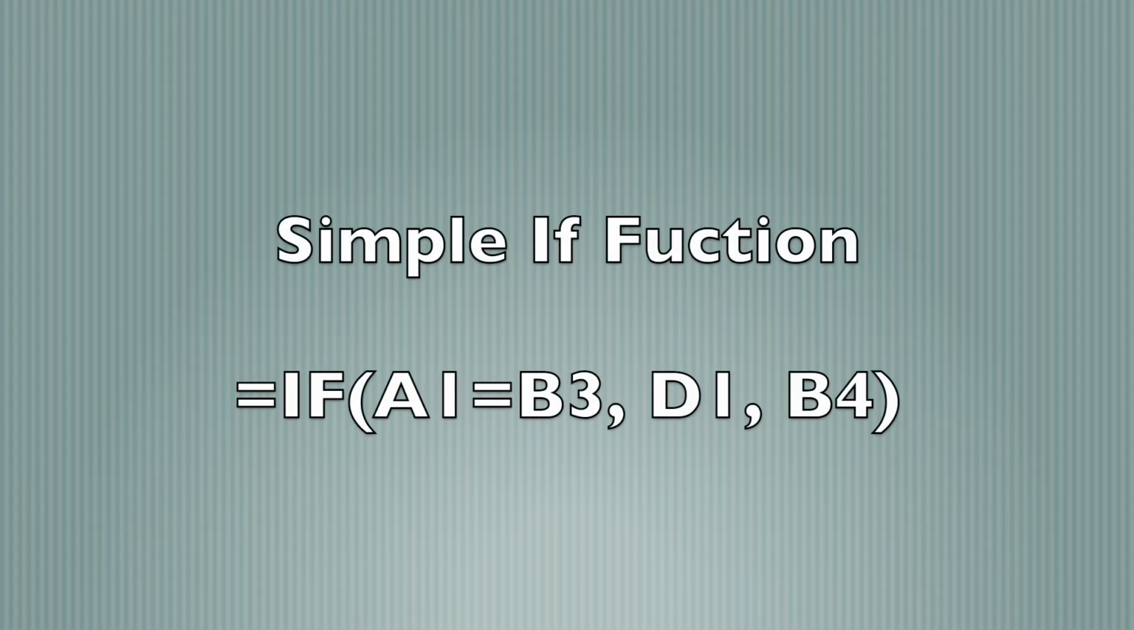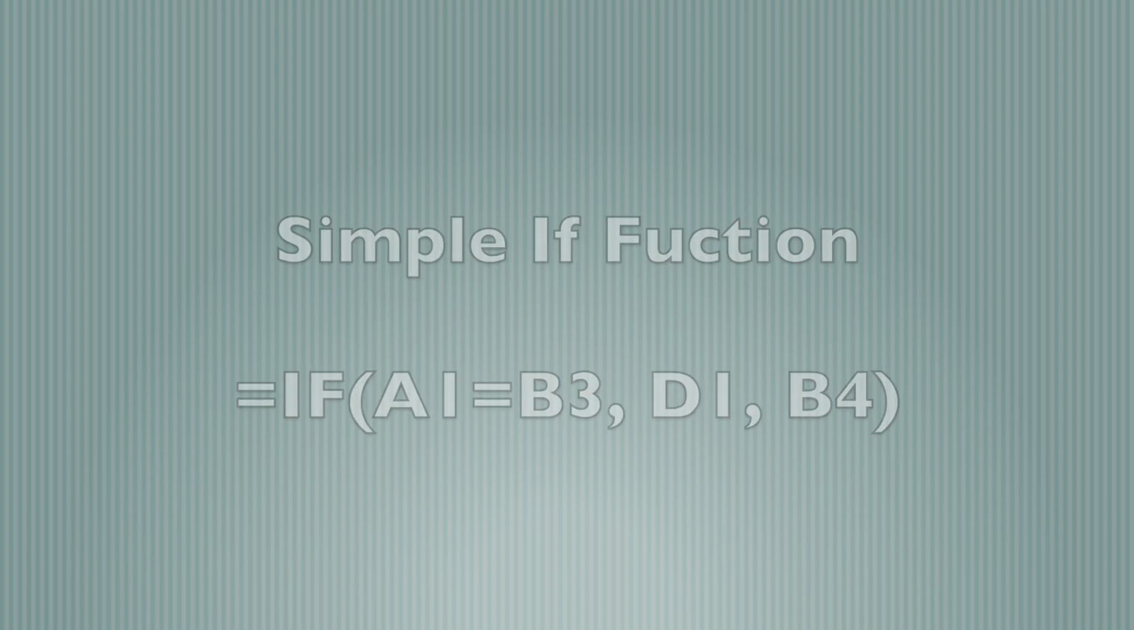This is an easier example of an IF function. So in this IF function, it reads, IF A1 equals B3, comma D1, comma B4. So if A1 equals B3, then the number in the cell D1 will be displayed as the answer. If it does not, then the number in the cell B4 will be displayed as the outcome.